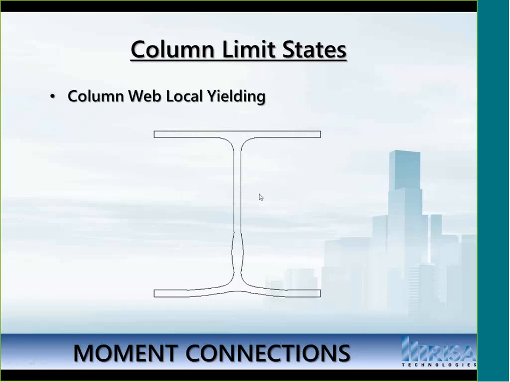Another common failure mode is the column web local yielding, and each one of these failure modes is listed as a separate limit state within the program. In the case of column web local yielding, imagine that we have a compression now placed on this column, so this would be the compression arm of the moment connection, and what happens is that it pushes so much on the web of the column that you actually get localized yielding in this location of the web here. That's considered another failure, also preventable by transverse stiffeners.